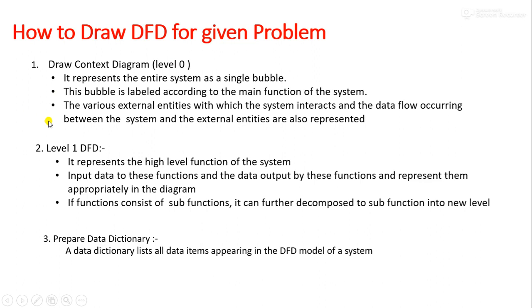After drawing the context diagram, we need to draw the level 1 DFD. Here in the level 1 DFD we need to represent the different types of high level functions of this system, and if these high level functions have sub functions, then we need to decompose them in our subsequent levels. And after decomposition of functions, we need to prepare our data dictionary, which lists out all the data of a system and their format.